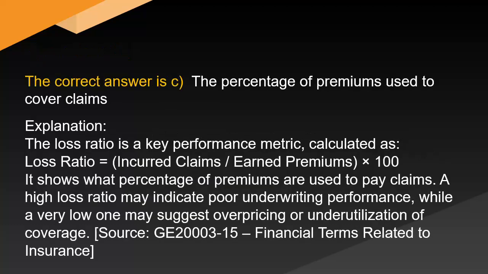The correct answer is C. The percentage of premiums used to cover claims. Explanation. The loss ratio is a key performance metric calculated as loss ratio equals incurred claims divided by earned premiums x 100. It shows what percentage of premiums are used to pay claims. A high loss ratio may indicate poor underwriting performance, while a very low one may suggest overpricing or underutilization of coverage. Source: GE2000315. Financial terms related to insurance.